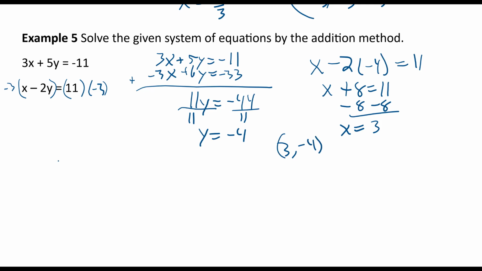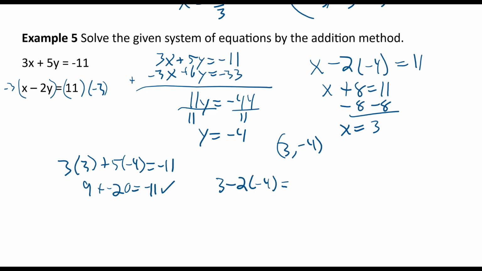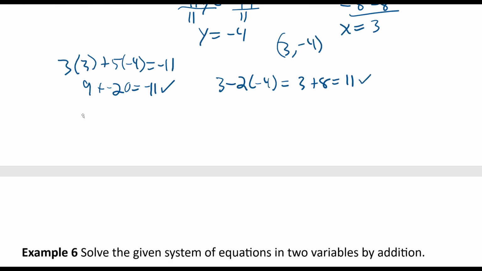Let's check it in the first one. 3 times 3 plus 5 times -4 is -11. So 9 plus -20 is -11. That works. In the second one, 3 minus 2 times -4 is 3 plus 8, so that's 11. Yep, that works too.